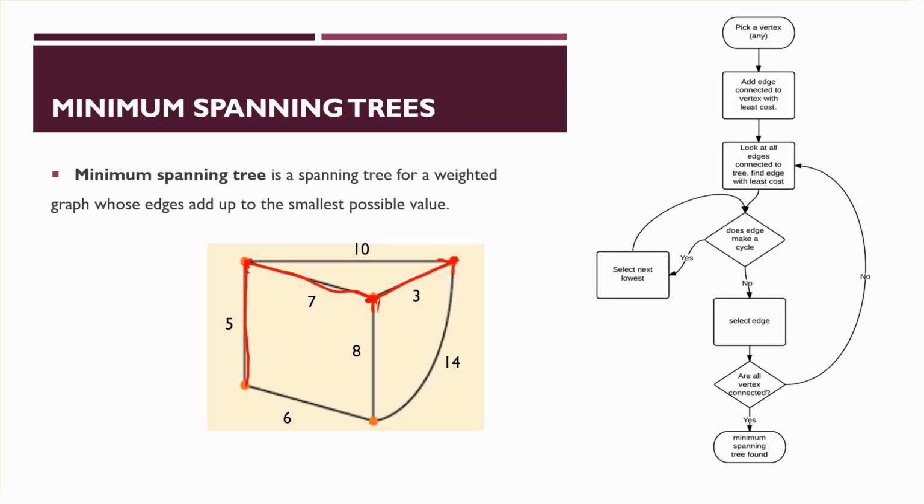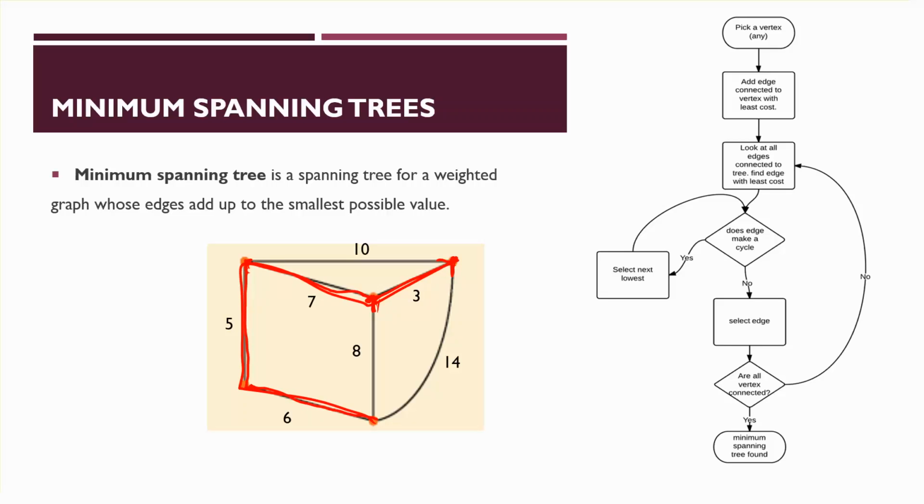Again, we repeat the process until all of the vertices are connected. So we need to get down here. Is the smallest way 6, 8, or 14? Obviously, it is 6. Are we connected? Yes, we are. We're connected here, here, here, here.